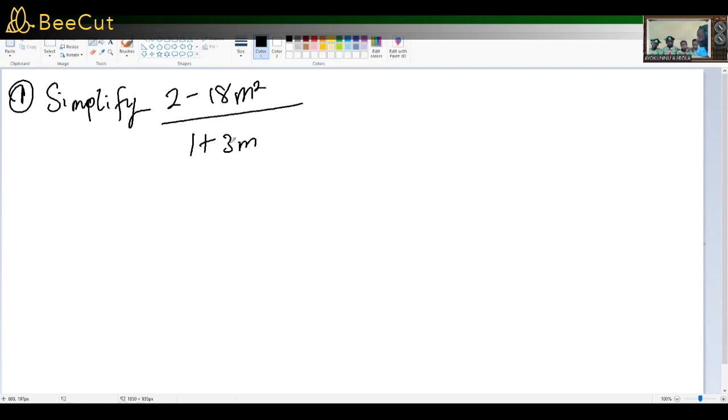Say you want to factorize. Well, actually, we're going to factorize. So this is what we're going to do. Firstly, use 2 to factorize the one at the top, and that is going to give us 2 into 1 minus 9m squared. If you say 2 divided by 2 is 1, then 18 divided by 2 is 9. So what do you have at the bottom? You have 1 plus 3m.